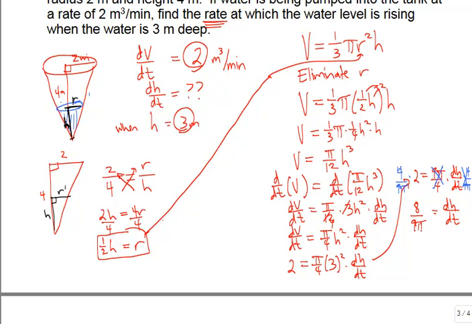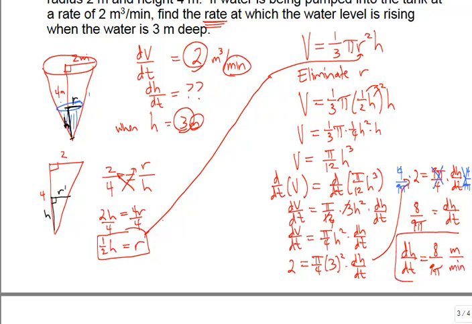And then finally, what about units? This is a word problem, so you always want to have proper units. Since this is dh/dt, you want to have units of height on top, and our height was being measured in meters, and time on the bottom, and our time was being measured in minutes.